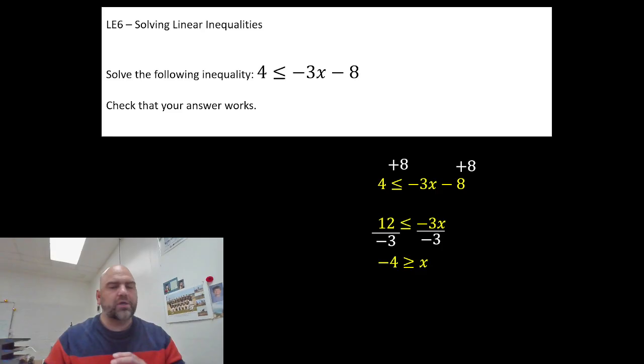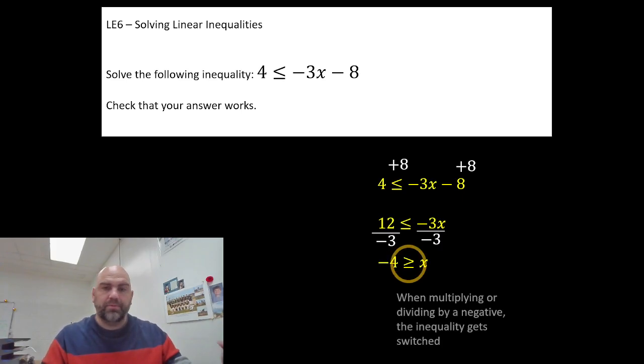negative 4, took a value that's greater than negative 4, let's say 0, plugged it into the inequality, you would get that 4 is less than negative 8, I think the answer would be, yeah, if we use 0. That's not true, okay? 4 is greater than that.